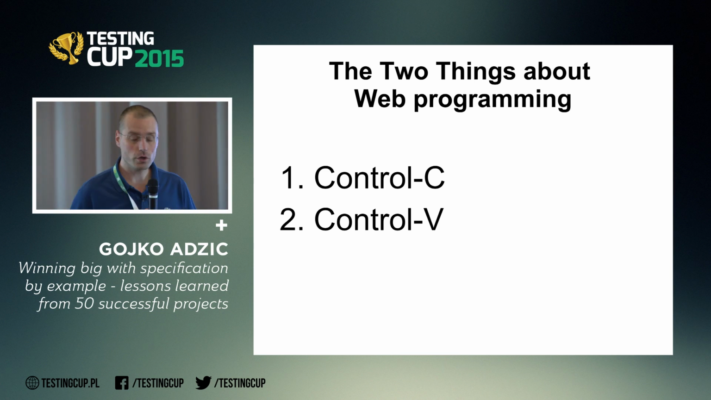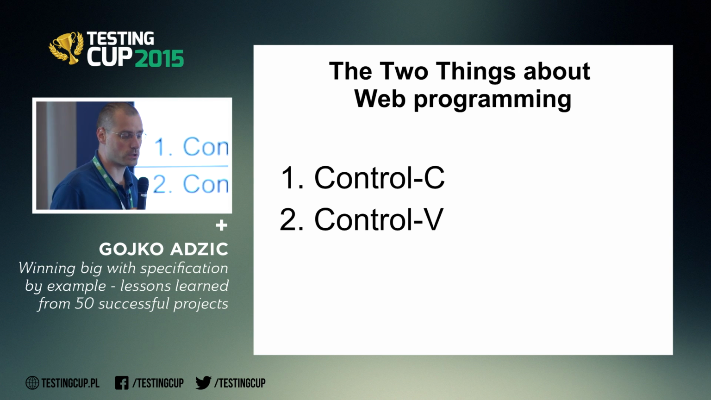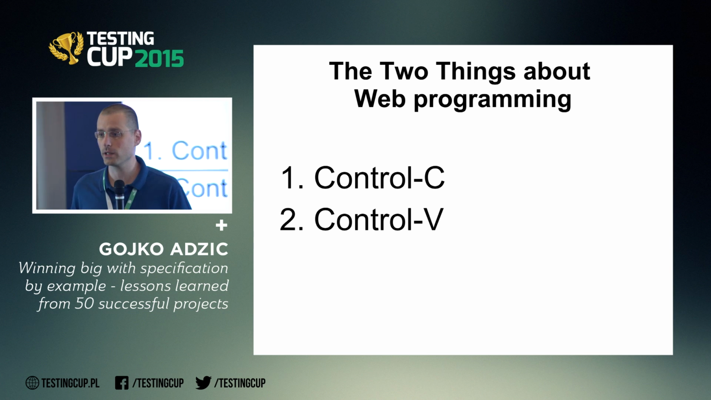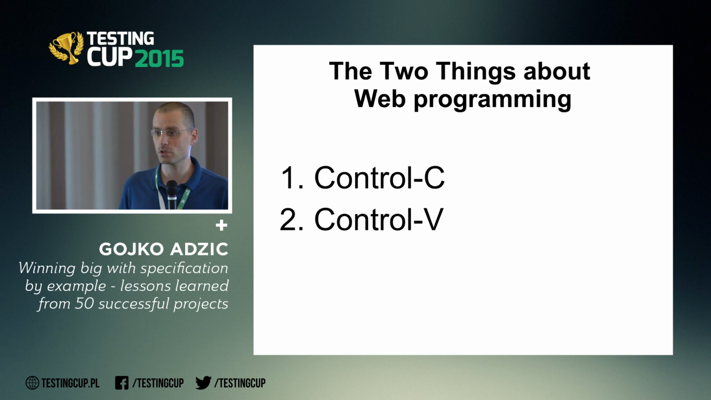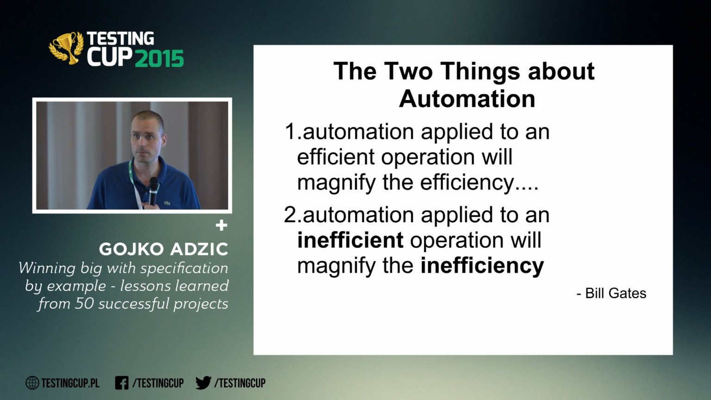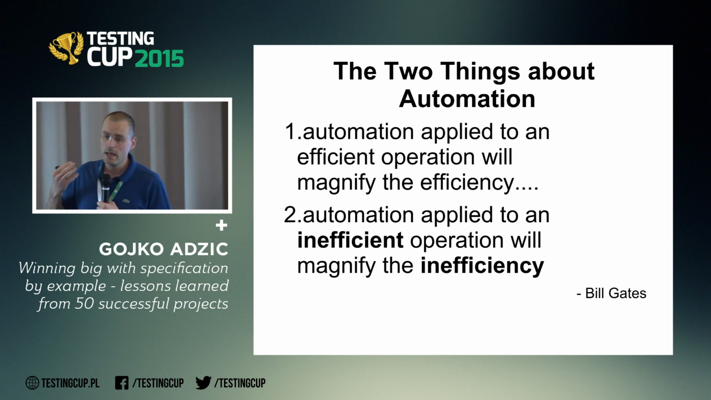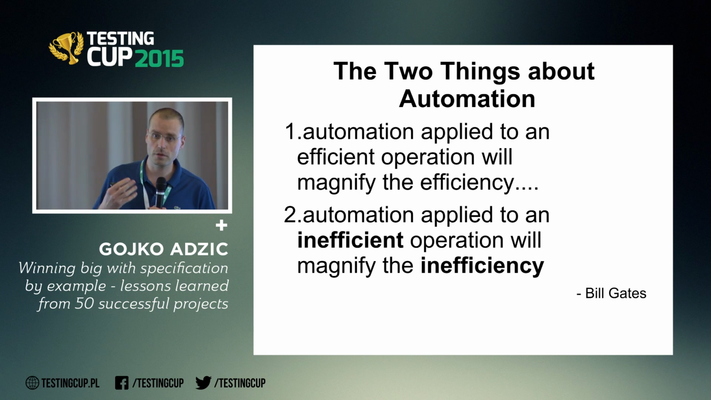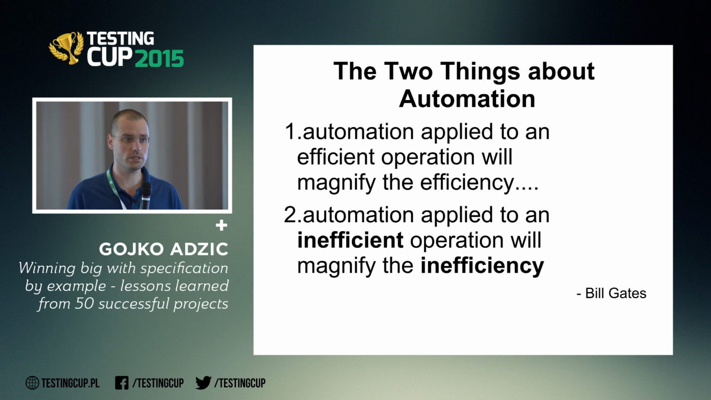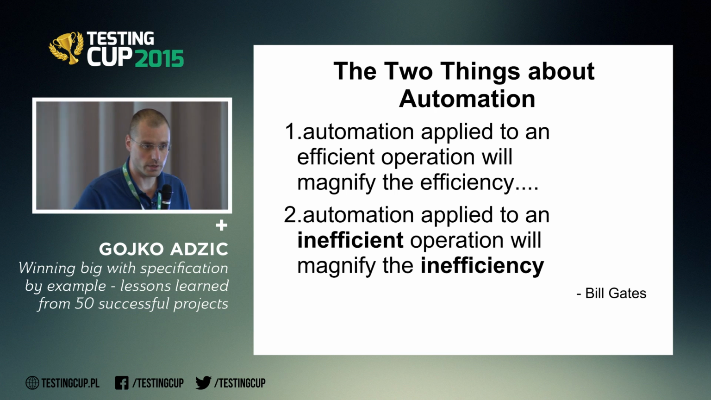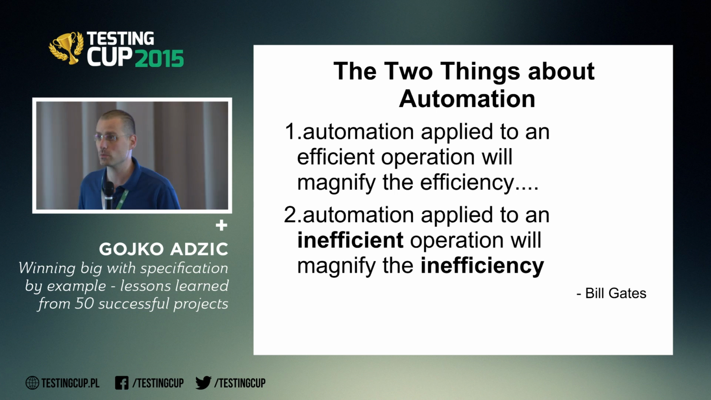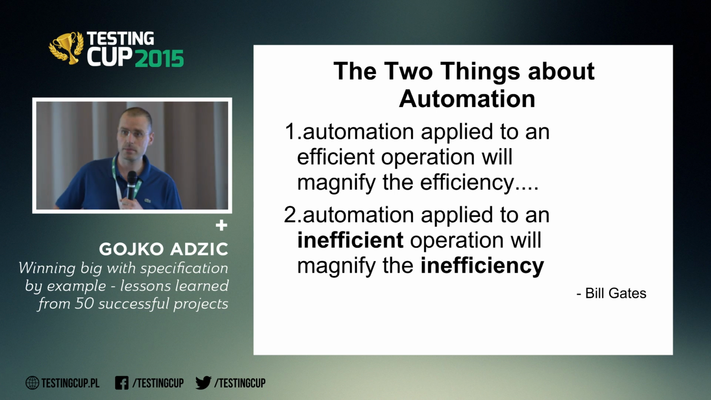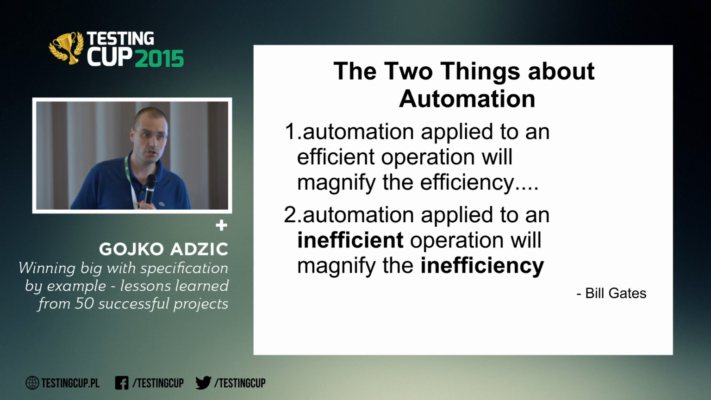And going to the two things thing, one of the most famous two things was actually formulated by Bill Gates. He formulated two things about business process automation. His first thing was that if you apply automation to an efficient process, you will magnify efficiency. So if something's already good and you automate it, you make it even better. But the second thing was that if you try and do the same thing on an inefficient process, it just becomes even worse.